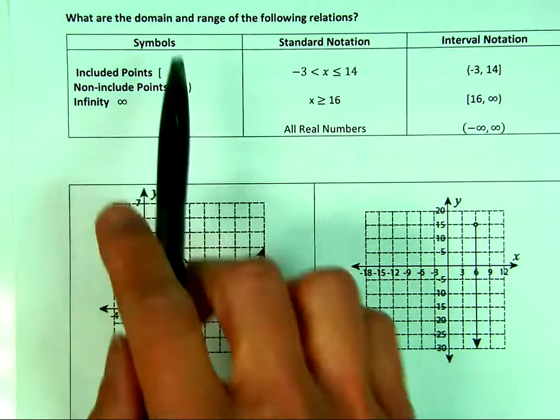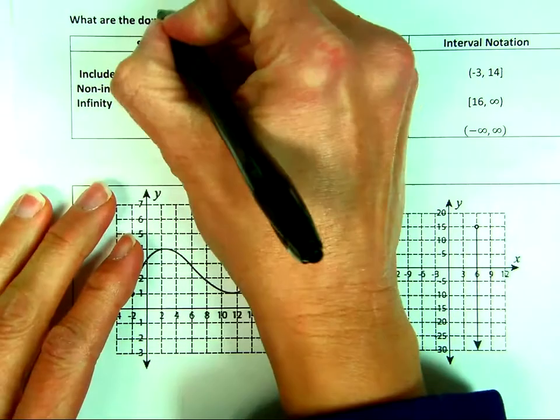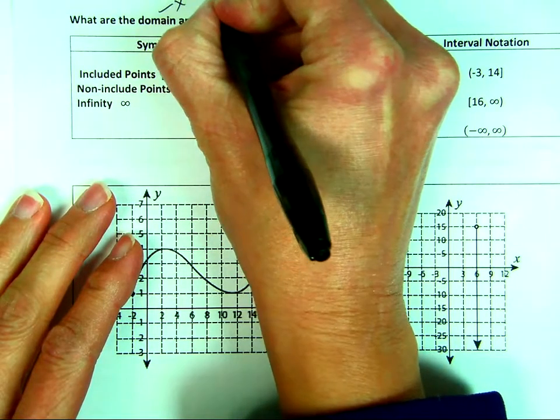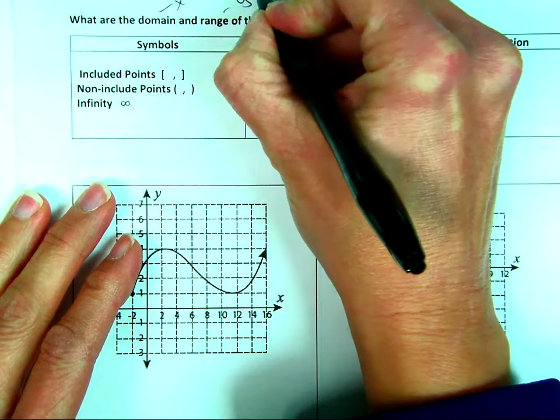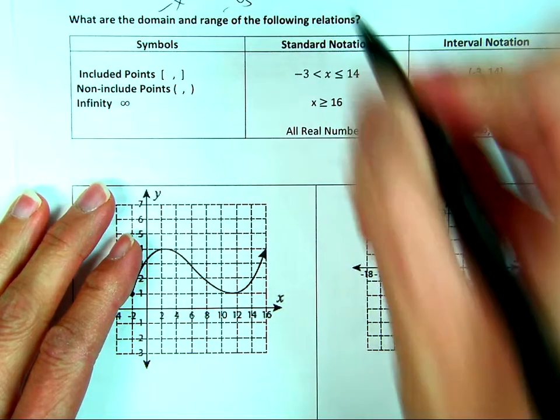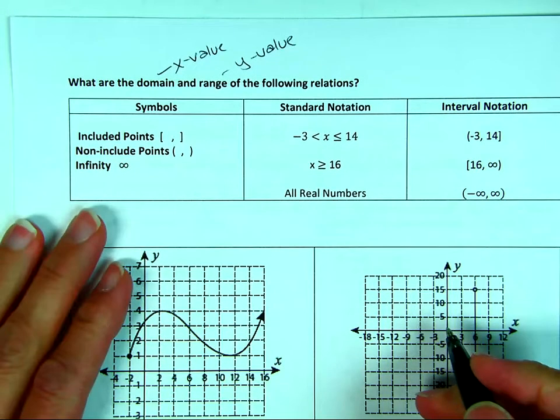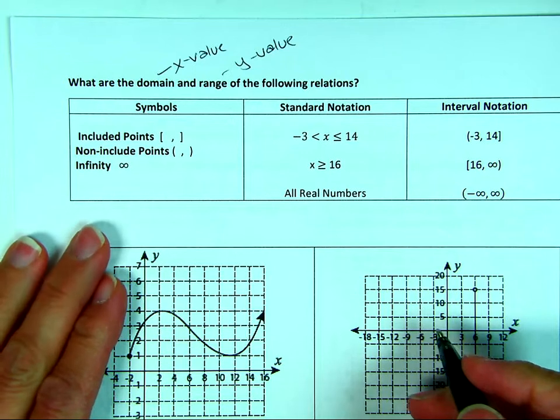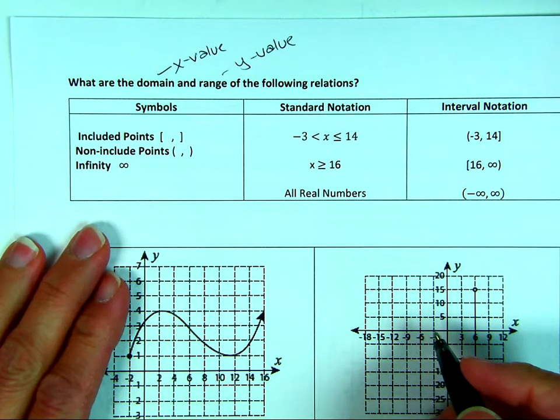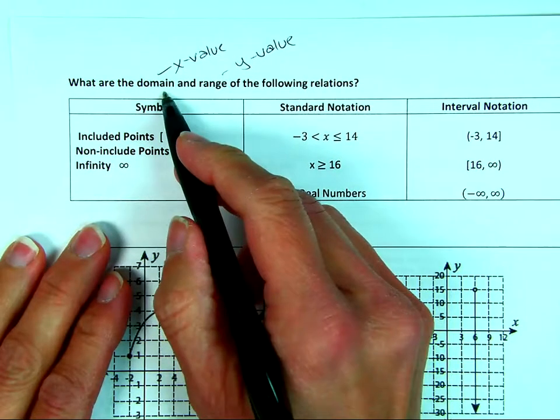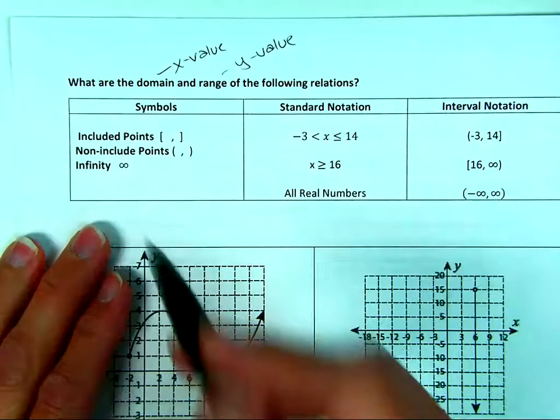So remember that the domain of a function is all the possible x values and that the range is all the possible y values. Make sure you remember that, because if you remember that, it's super easy, and if you don't, you have no idea what you're doing. So we want to always remember: domain is x values, range is y values.